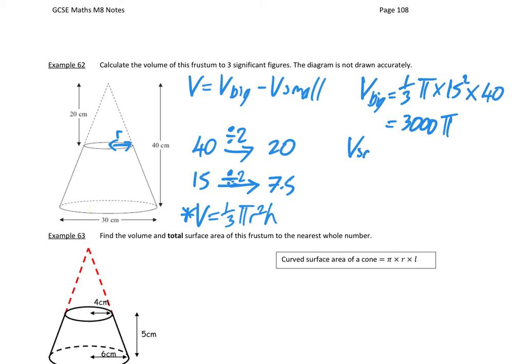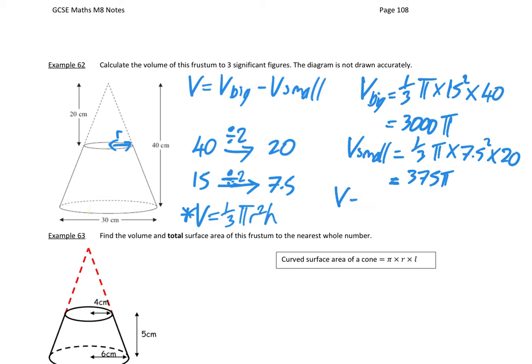My volume of my small cone was again a third times pi times my radius, which is 7.5 squared, times my height, which was 20. And again, I'll pause the video, do that with my calculator, give my answer in terms of pi. And that works out to be only 375 pi.